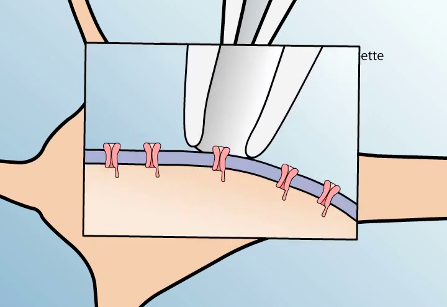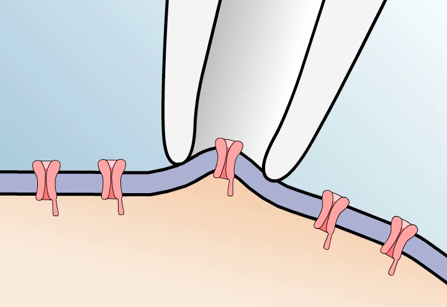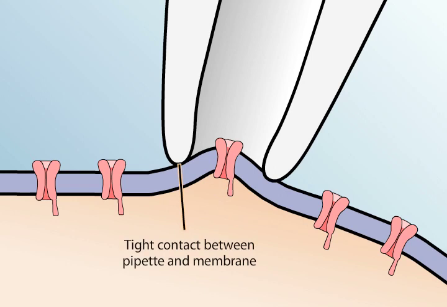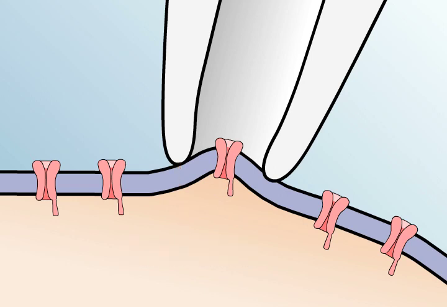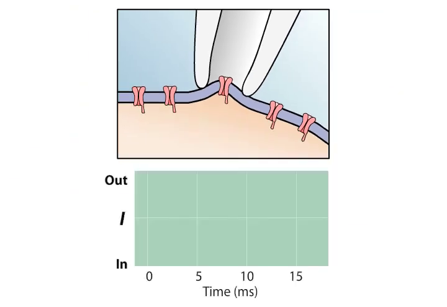After the application of a small amount of suction to the back of the pipette, the seal between pipette and membrane becomes so tight that no ions can flow between the pipette and the membrane. Thus, all the ions that flow when a single ion channel opens must flow into the pipette. The resulting electrical current, though small, can be measured with an ultra-sensitive electronic amplifier connected to the pipette. This arrangement is the cell-attached patch clamp recording method.